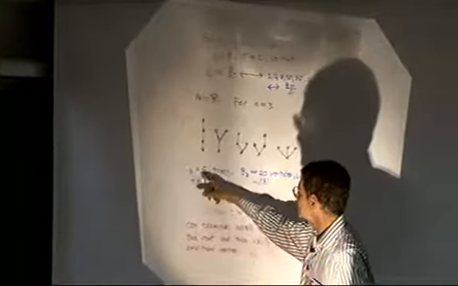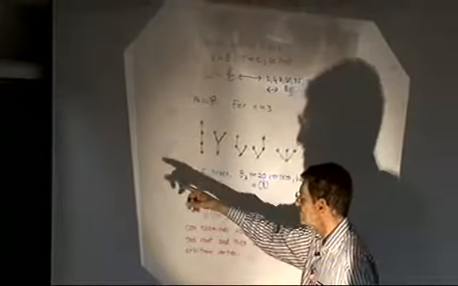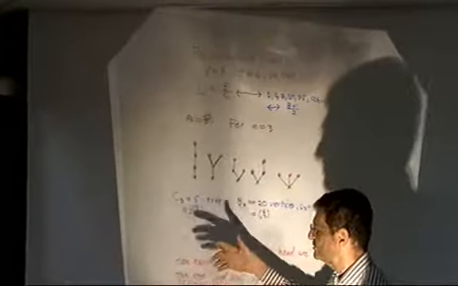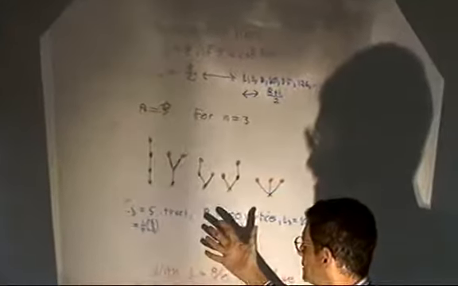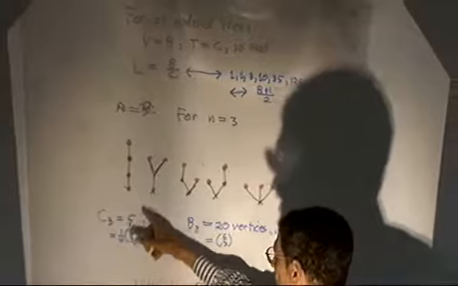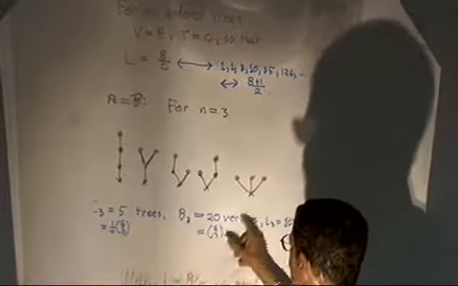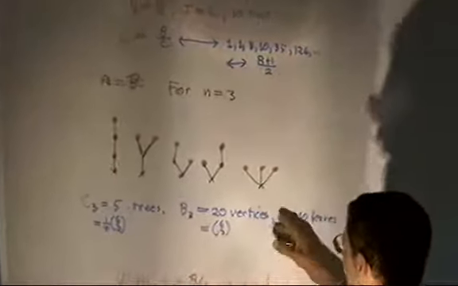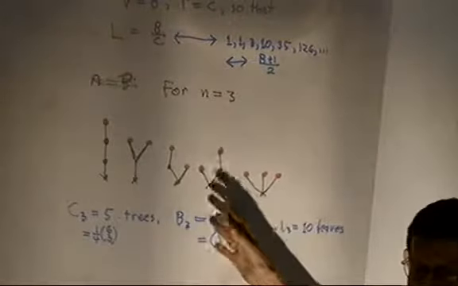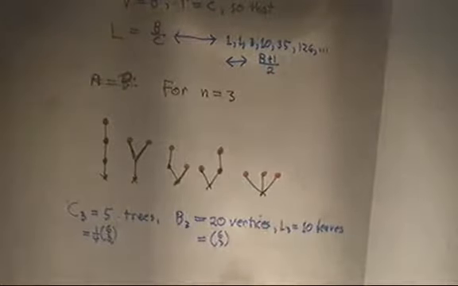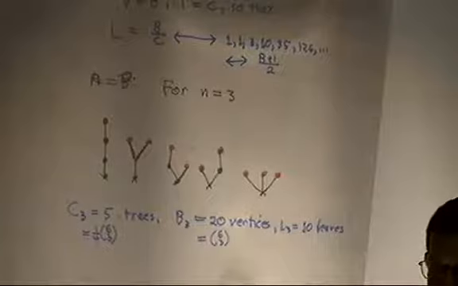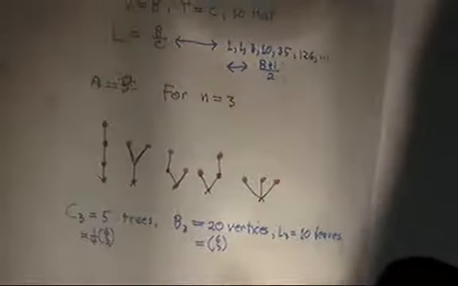We have 5 trees, so with 3 edges, that's the 5th. The Catalan numbers start 1, 1, 2, 5, 14. So C3 is 5, and here are the 5 of them. There's 20 vertices, and half of them are leaves. Even that's a little bit of a surprise. Seems like a lot of leaves. That was a Monthly problem not too many years ago.